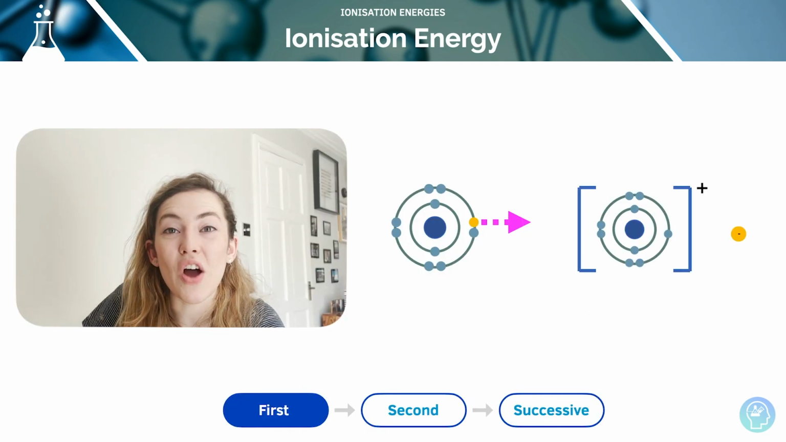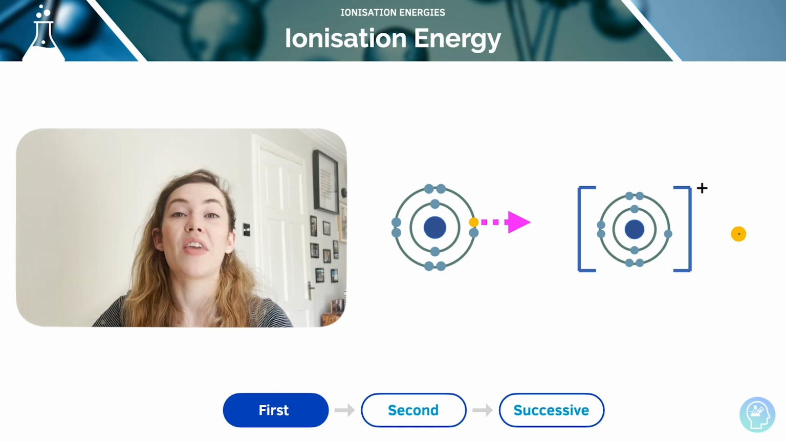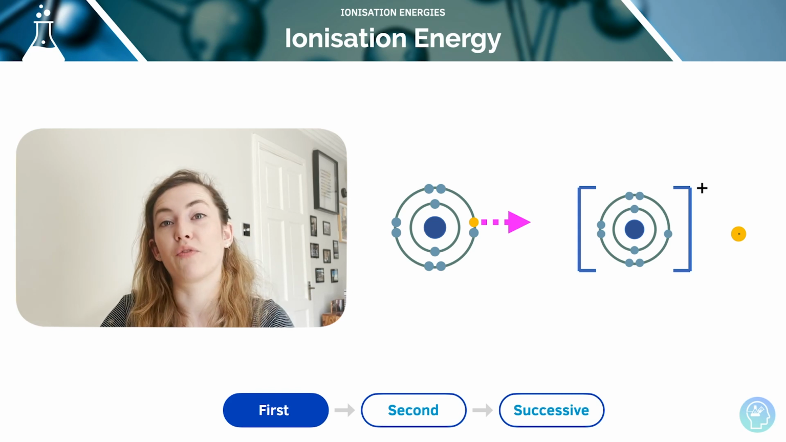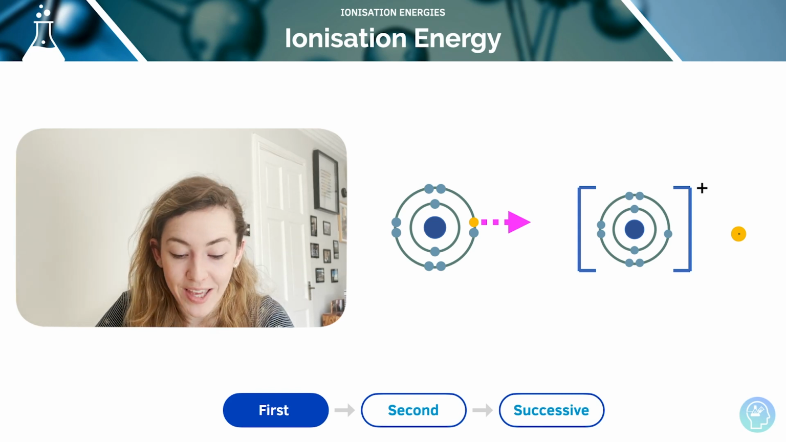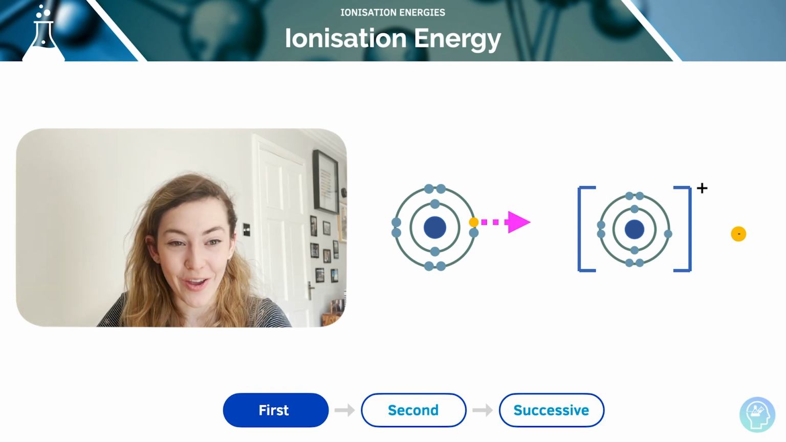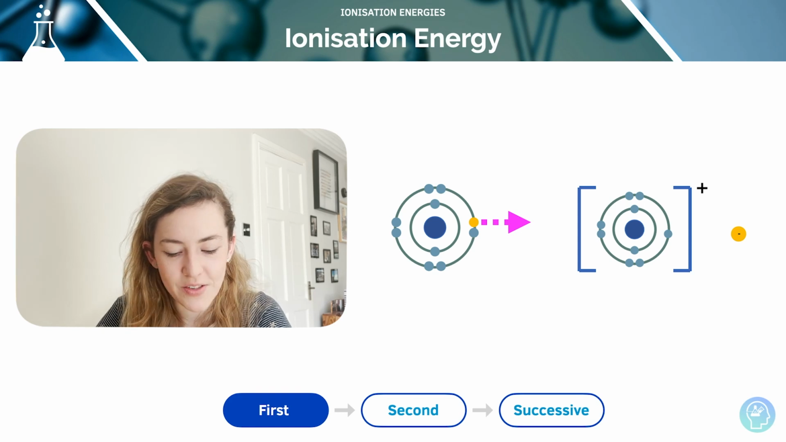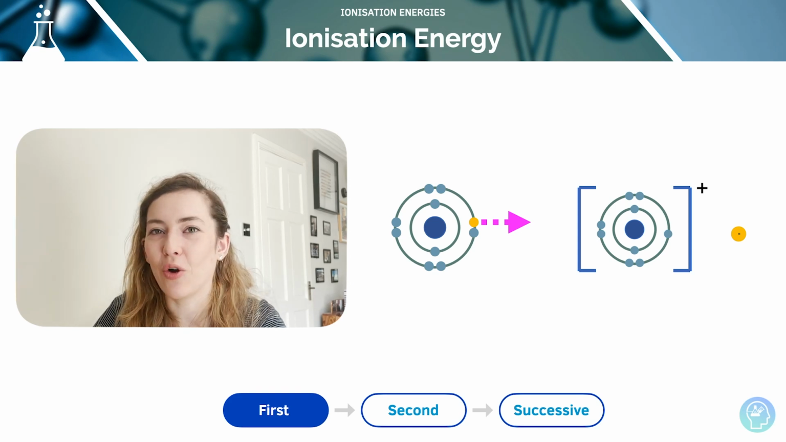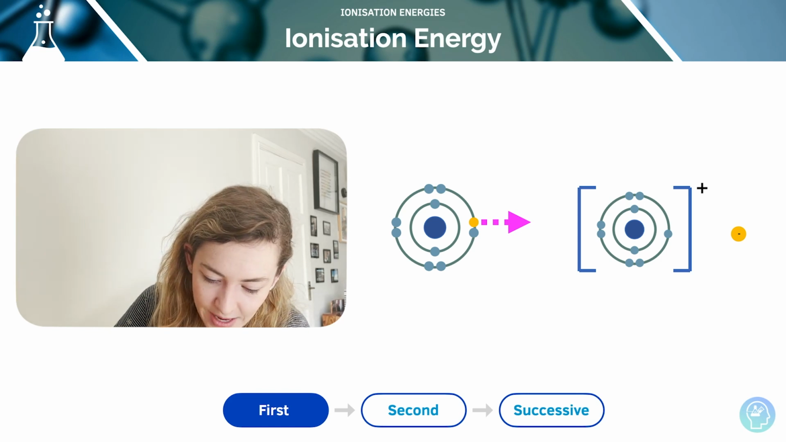So our first ionization energy is the energy required, and this is often a definition, the energy required to remove one electron from each atom of an element in 1 mole of gaseous atoms to form 1 mole of gaseous ions with a +1 charge. So you will see that definition written down a lot in textbooks. You need to learn it. It's a little bit of a mouthful, but it does make total sense.